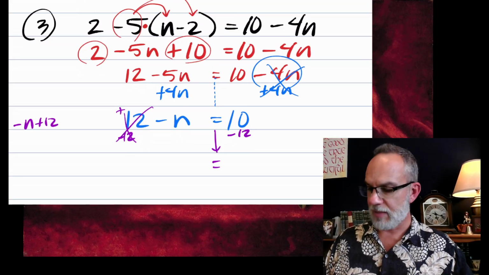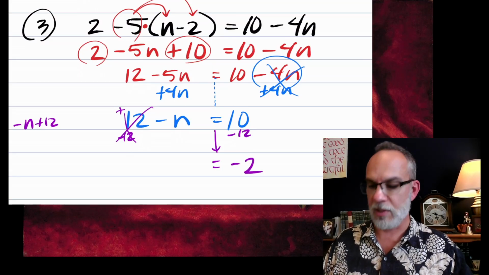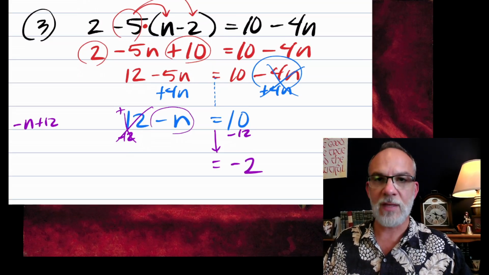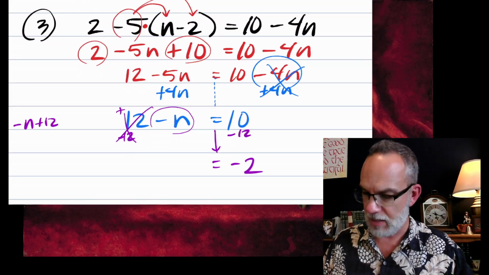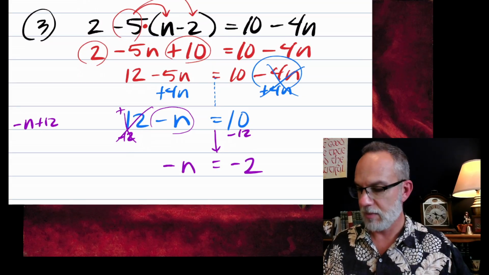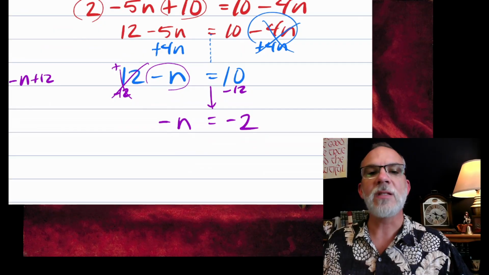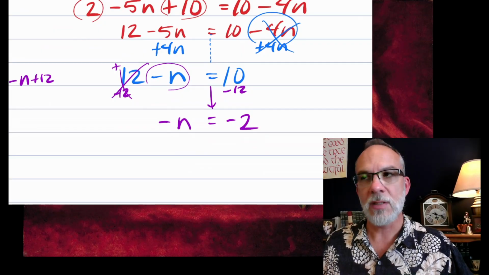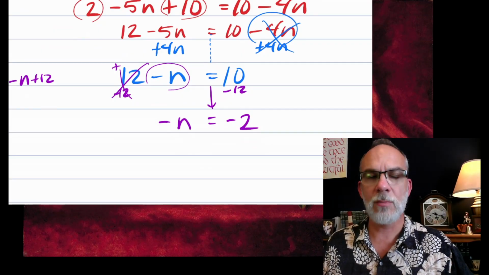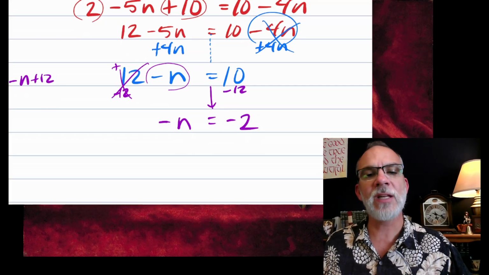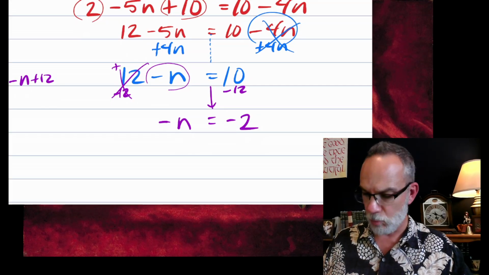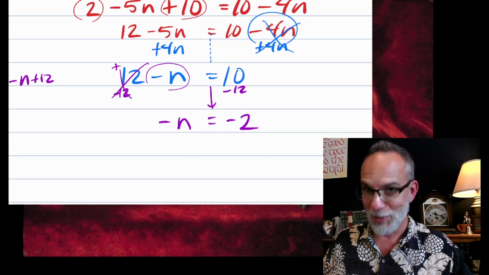10 minus 12, negative 2. But be careful here. The negative goes with the n. You don't have n remaining yet. You have negative n. So what does this mean? This means the negative of a number is negative 2. So what's the number? You can probably tell by instinct that it's positive 2, but let me prove to you that it's positive 2.